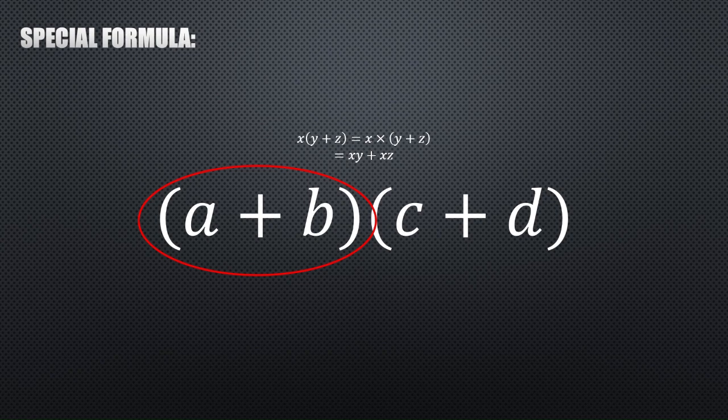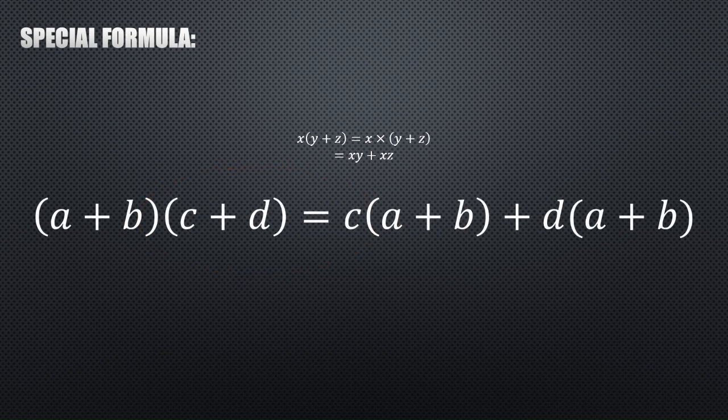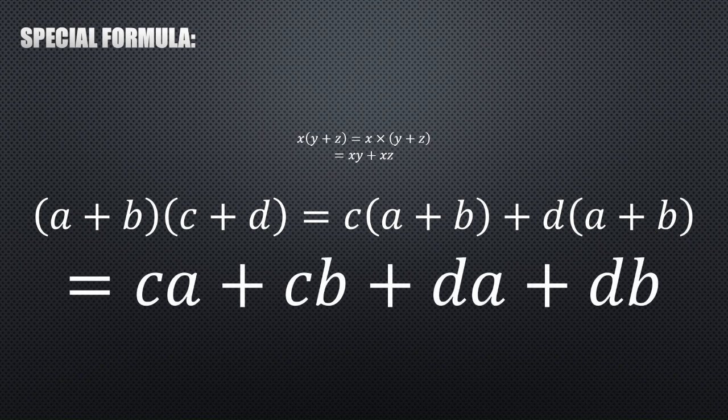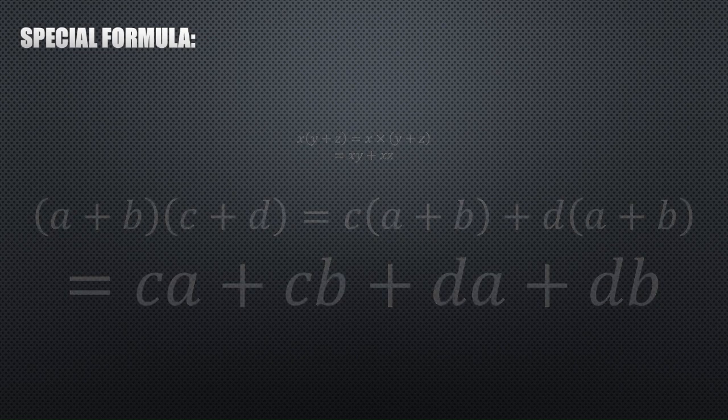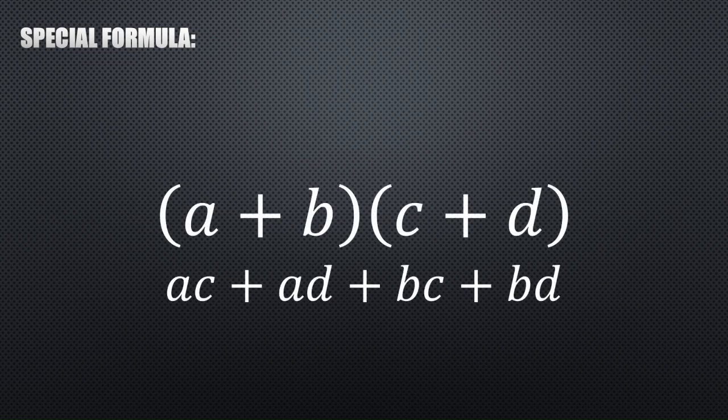So if we do that same thing, it will become breaking down c into (a plus b) plus d into (a plus b). Simplify again, that becomes ca plus cb plus da plus db. Now you might notice this answer is a bit different from the original answer. So let's look at that. If we look at our original answer, you may see that it's actually a bit different.